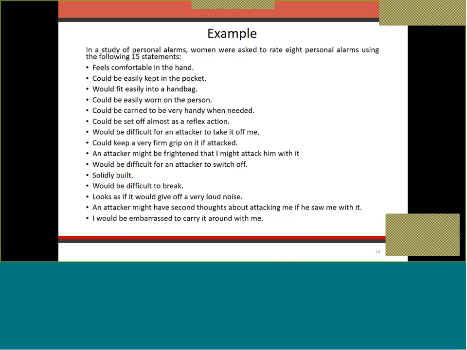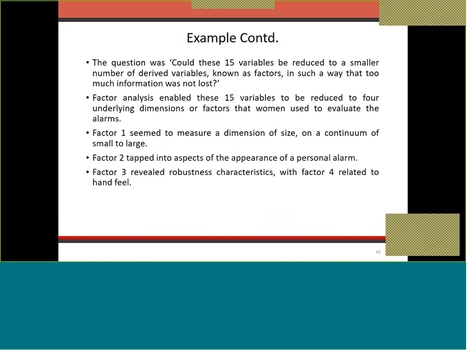So the question was very simple to understand factor analysis. Could these 15 variables be reduced to a smaller number of derived variables, known as factors, in such a way that too much information was not lost? Means without losing too much information, I have to reduce the number of factors. So that's why factor analysis means reducing to a smaller number of variables without losing much information.